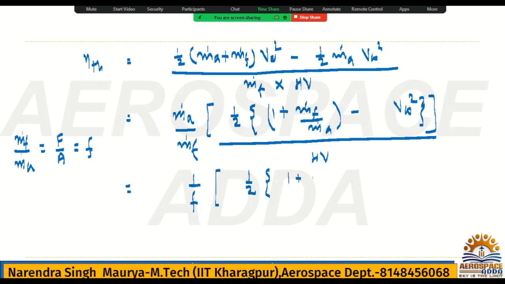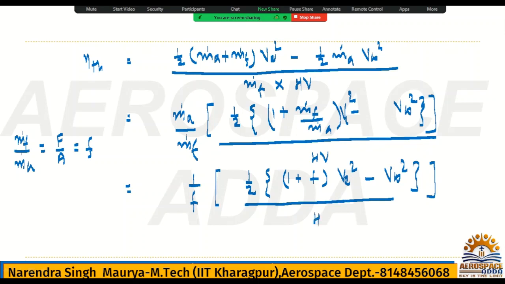In this bracket, what will you get? 1 plus small f, and here I forgot to write ve square, so 1 plus f times ve square minus v infinity square, divided by the heat value. Agree with this?